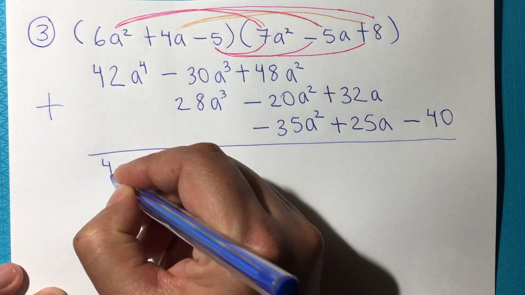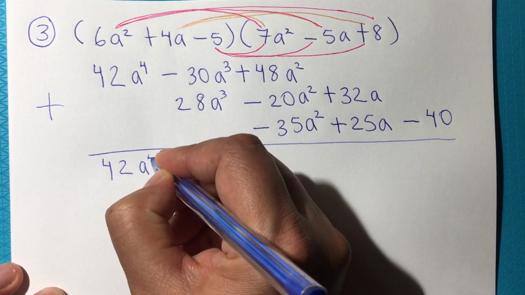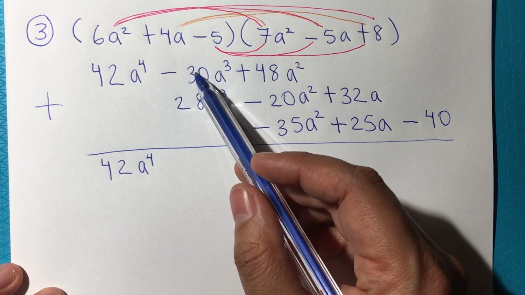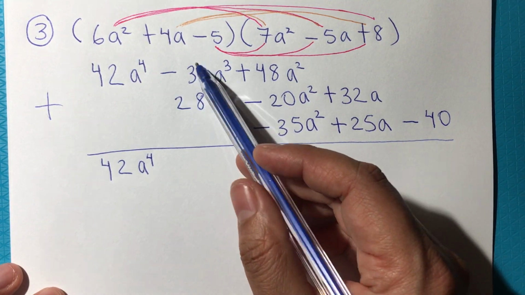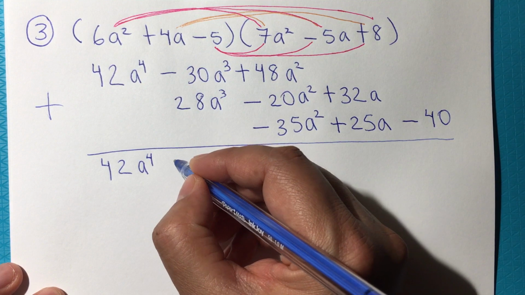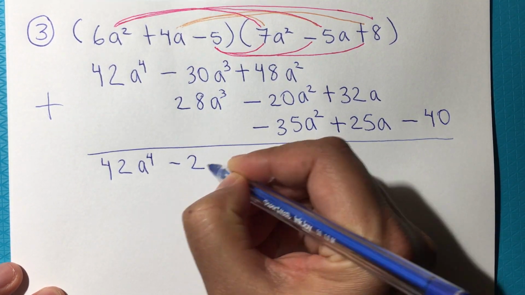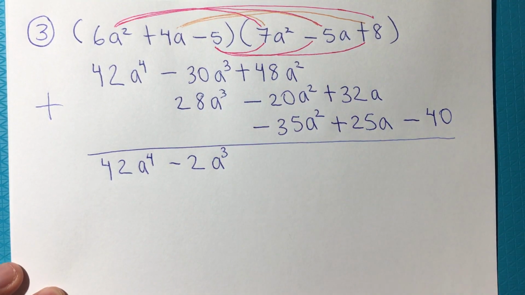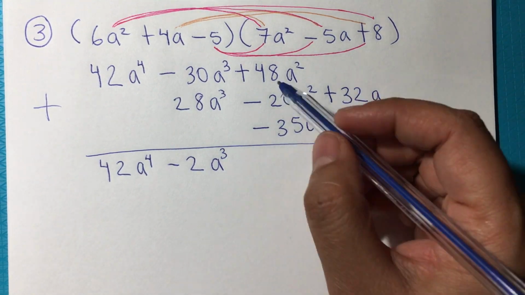This one, you just bring it down: 42a to the 4th. For this one, you have a negative and a positive, so you subtract and leave the greater sign. So it's negative. 30 minus 28 is 2. So negative 2 and a to the 3rd power.